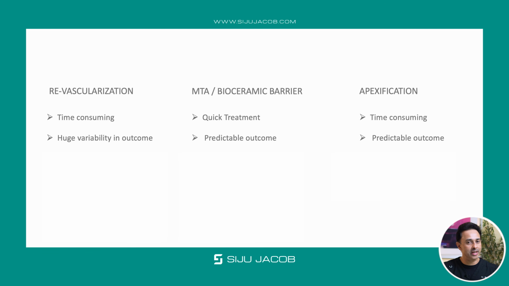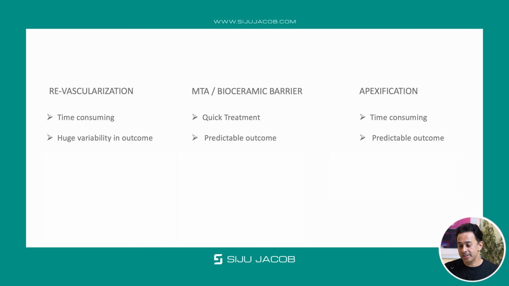And this to me is the major difference, because some cases of revascularization work, whereas some don't work. Whereas when it comes to apexification and bioceramic barrier, it always works the majority of time. So predictability wise, revascularization is not as predictable as the other two.